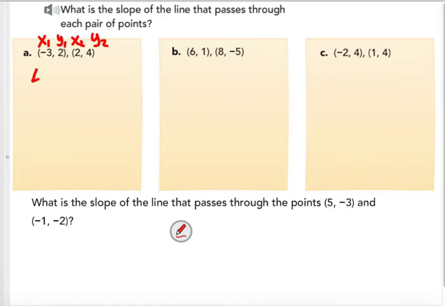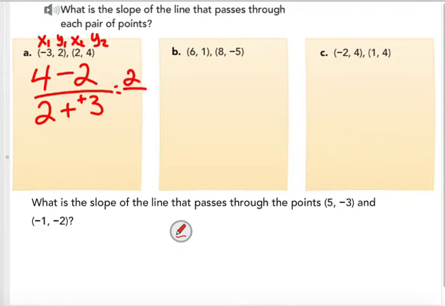And then I am going to y2 minus y1 over x2 minus, and now x1 is a negative, so it's minus a negative number. That is very key. Don't get mixed up with your negatives, because minus a negative we know means plus a positive. So 4 minus 2 is 2. 2 plus 3 is 5. So your slope is 2/5. Now find the slope for the rest.